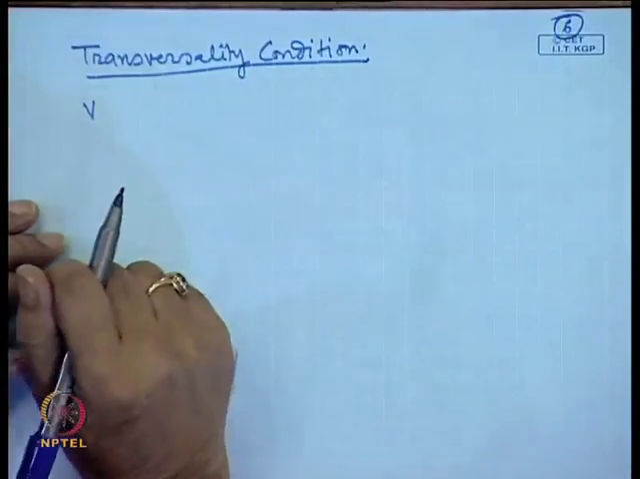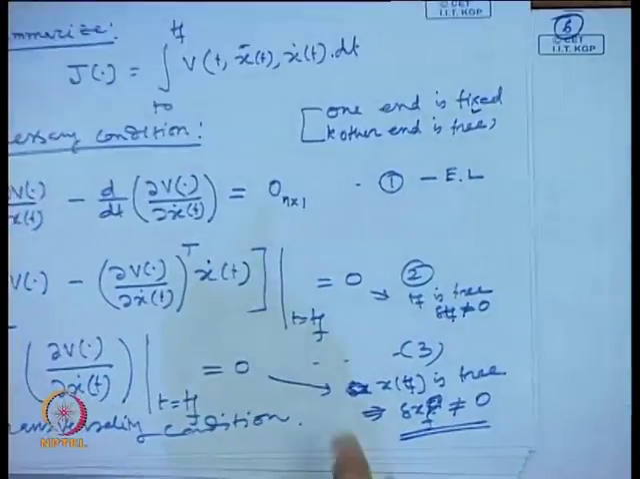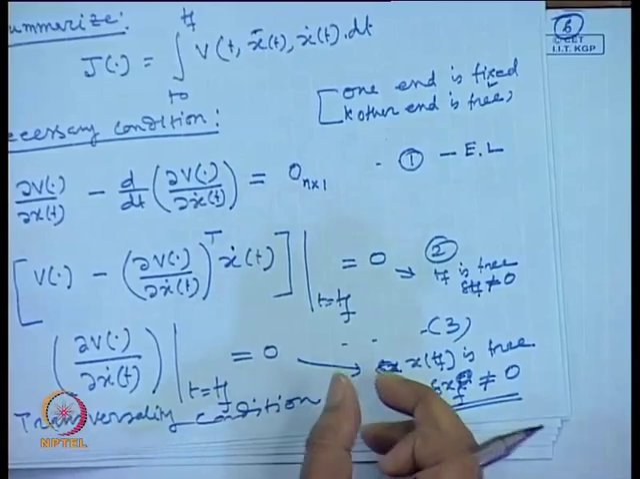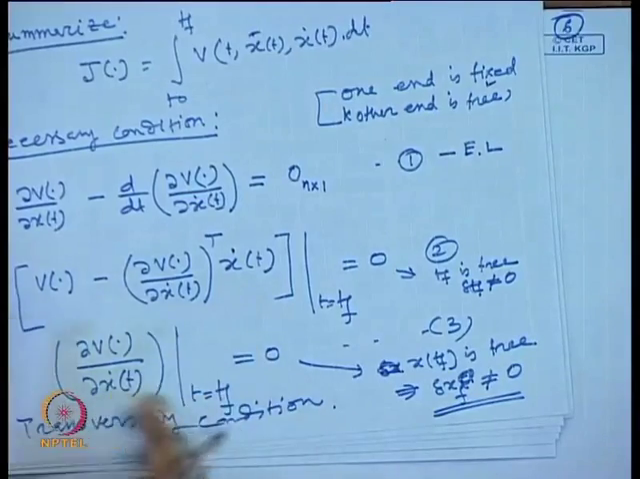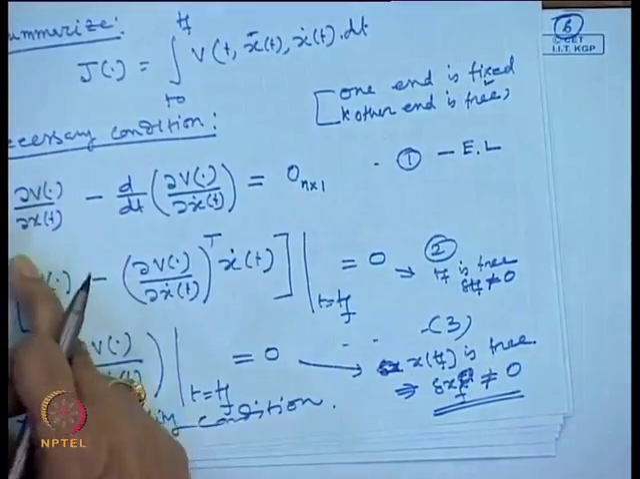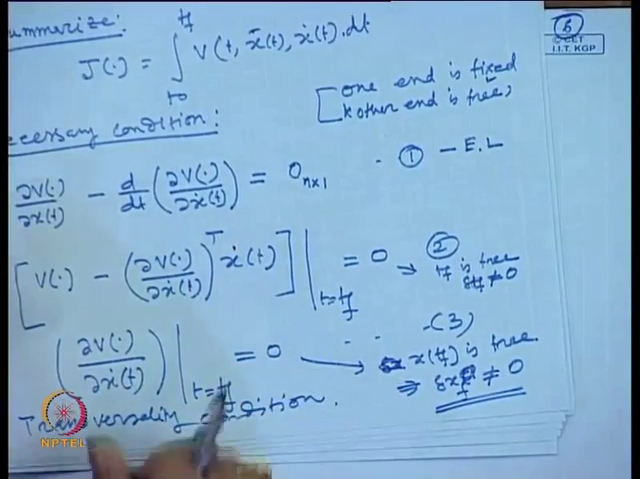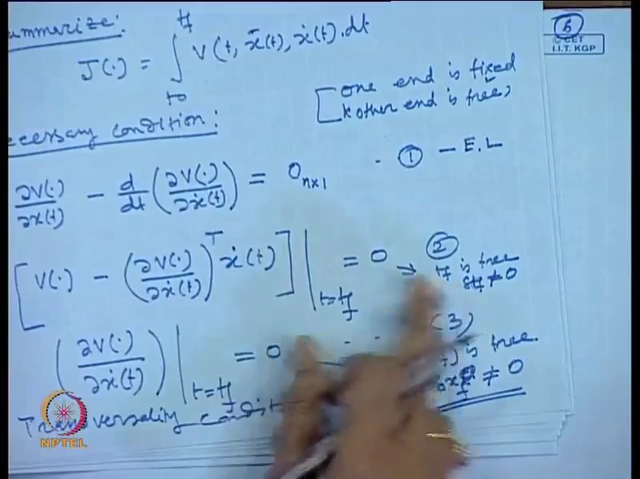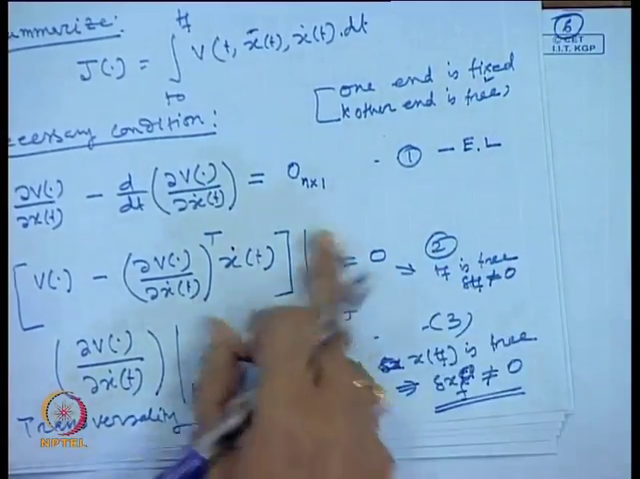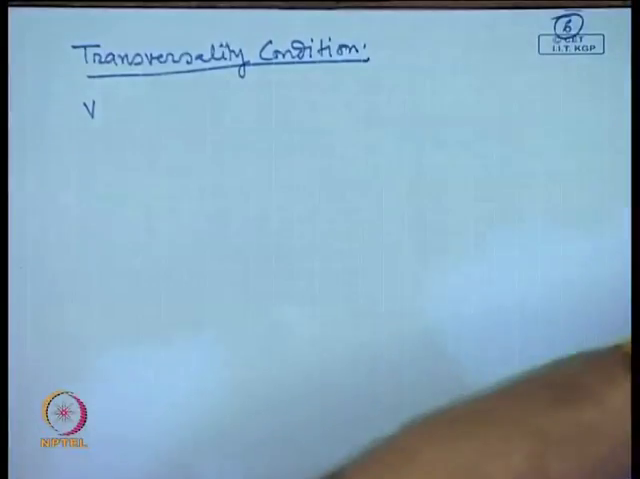If you recollect our terminal conditions, x of t f is fixed, that means delta x of t f is 0. So, this condition will not come into the picture, only Euler's equation and this condition will come into the picture, because here x of t f is fixed, not free, but t f is free. Here t f free means delta t f is not equal to 0, this implies that this boundary condition must be satisfied, which we explained earlier.